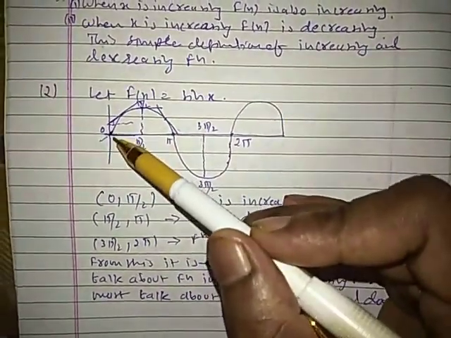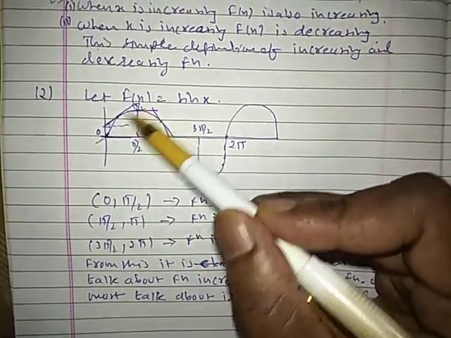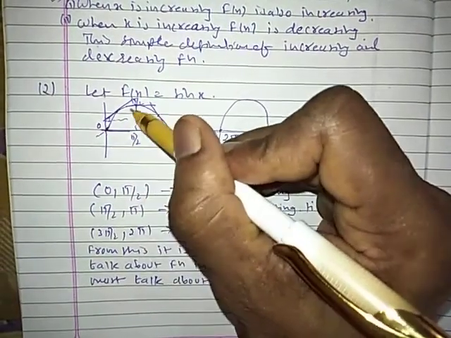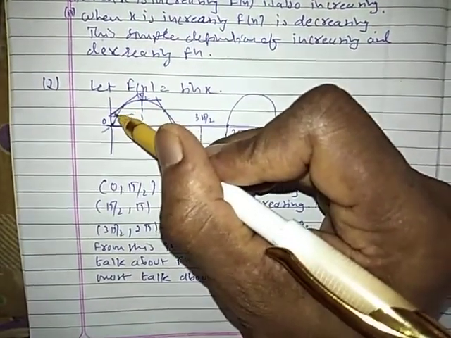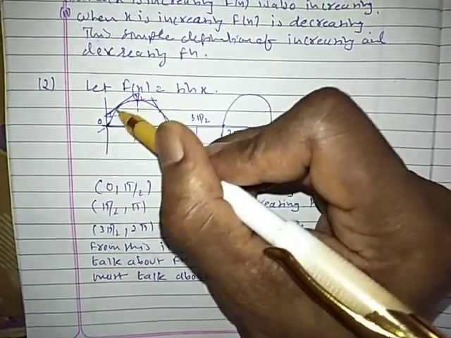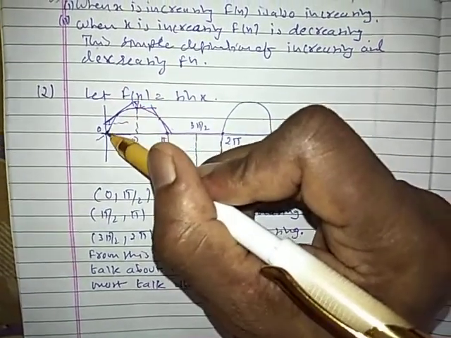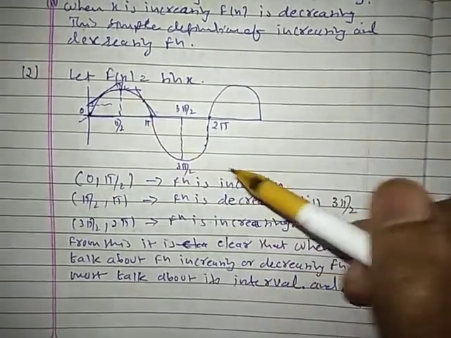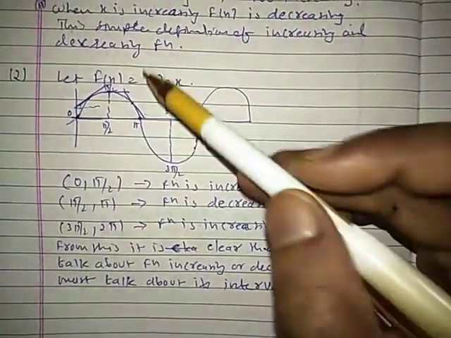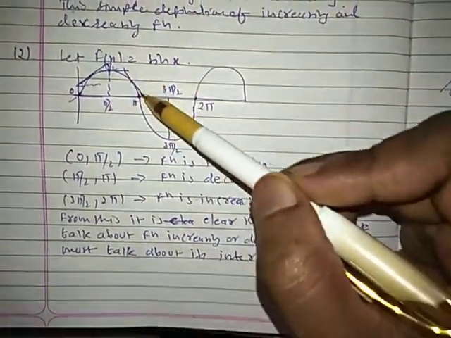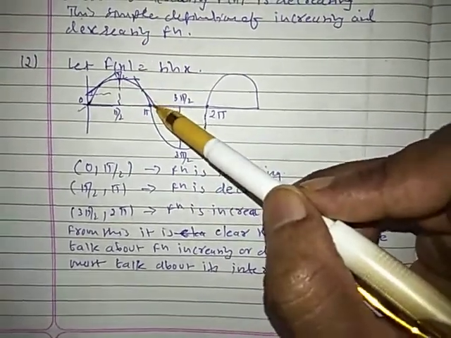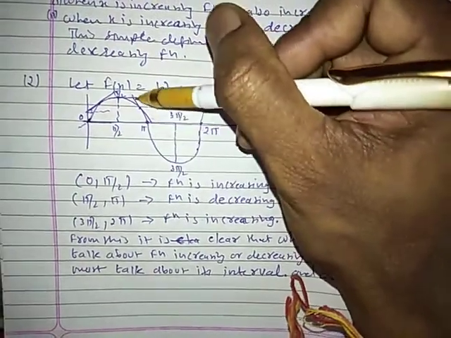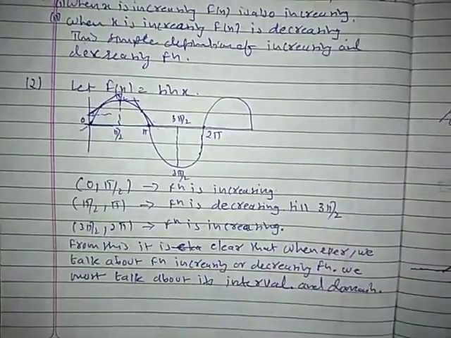So what is happening interval wise? You say 0 to pi by 2. If you draw a tangent at any point on this curve between 0 and pi by 2, the slope is positive. It's an increasing function. So from 0 to pi by 2 the function is increasing, and from pi by 2 to pi it is a decreasing function. You draw it like this, as we did before. Drawn like this, it's a decreasing function.